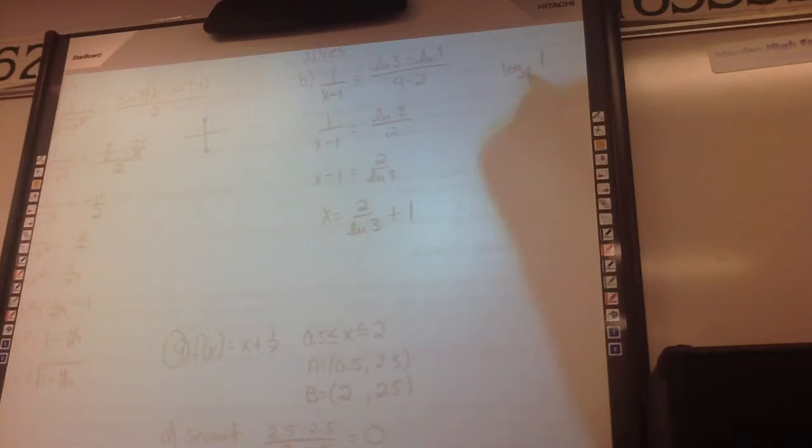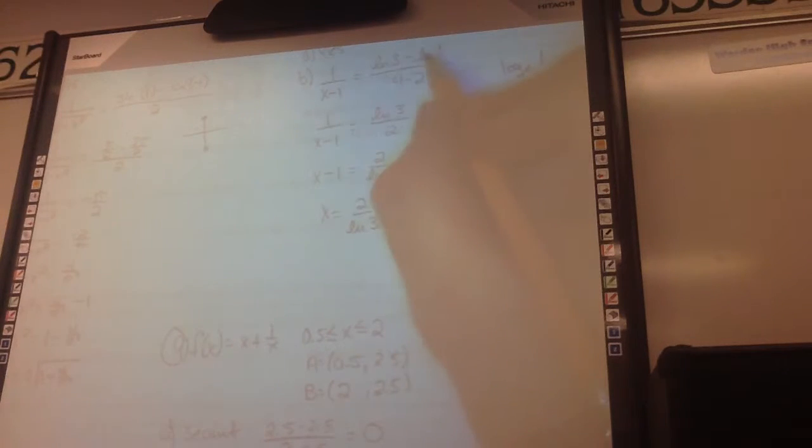E to the what power gives me 1? E to the 0. How do you get from 2 to 1? You go to the 0 power. So that's 0. That's why it's just ln of 3 over 2 minus 0.